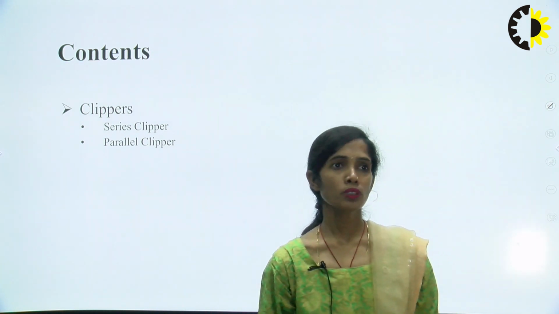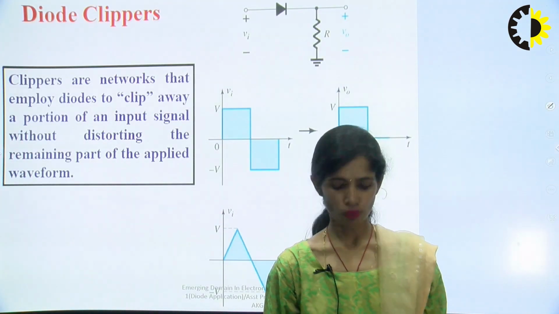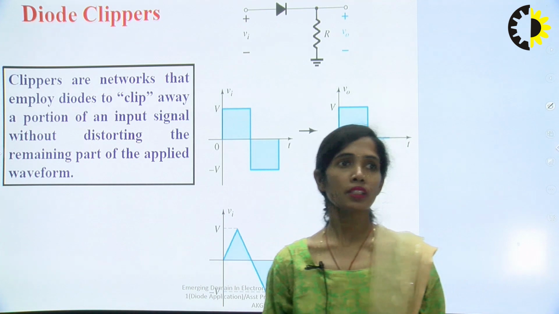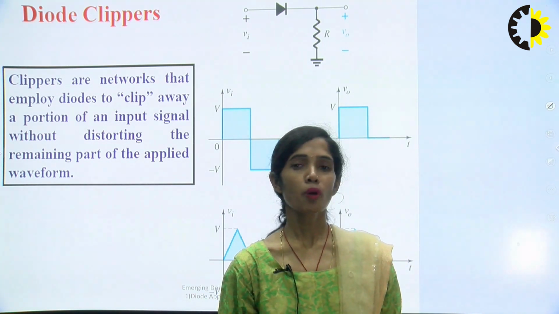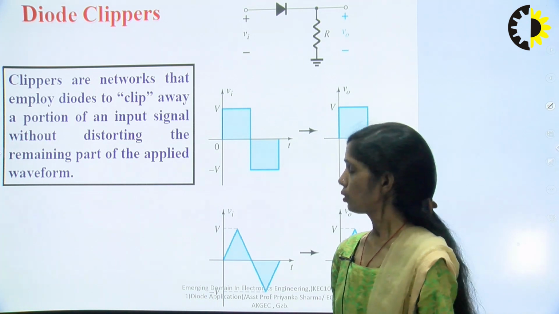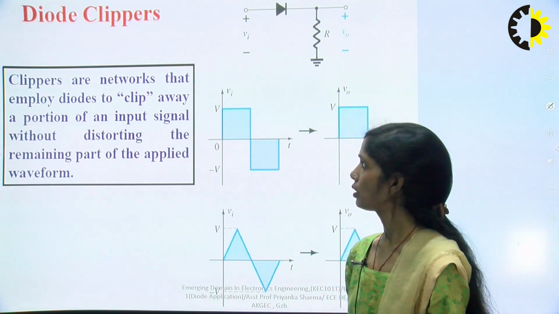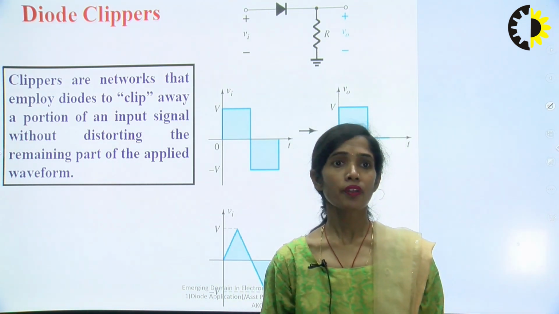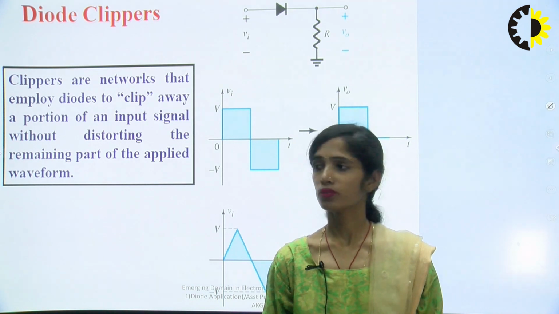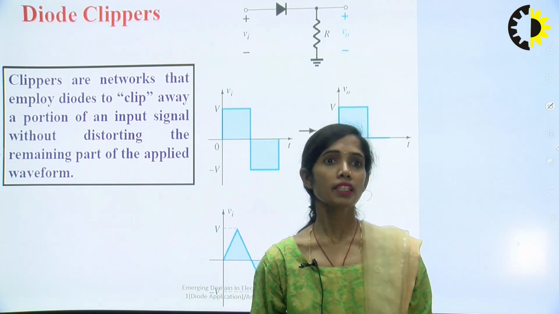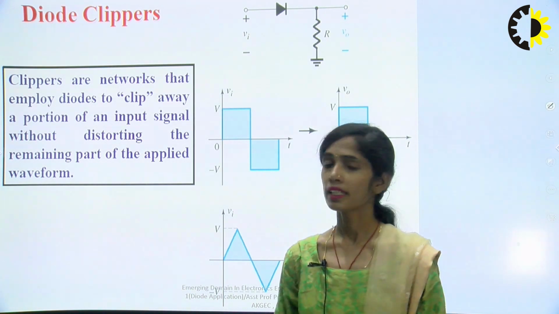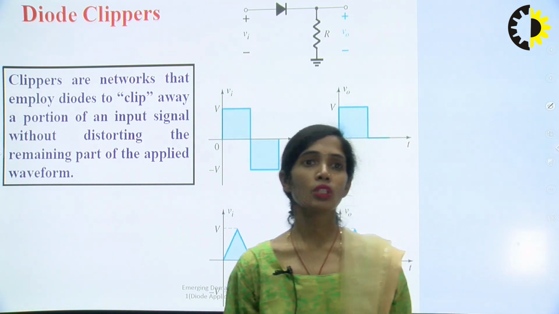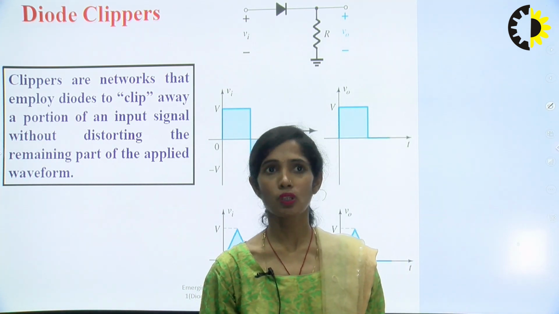Before going into the deep discussion, first we will become familiar with what a clipper is. A clipper is a device which can clip off some portion of the signal. So a diode clipper can be defined as a network that employs diodes to clip away a portion of an input signal without distorting the remaining part of the applied waveform. We can use this clipper in many communication systems for clipping of the signal. This clipping will not distort any remaining part of the waveform.